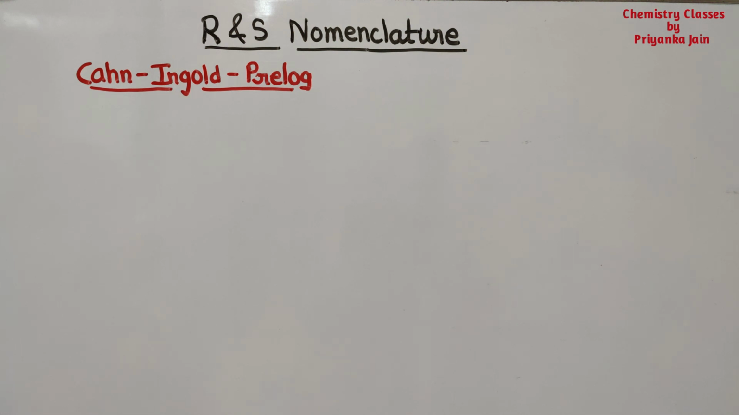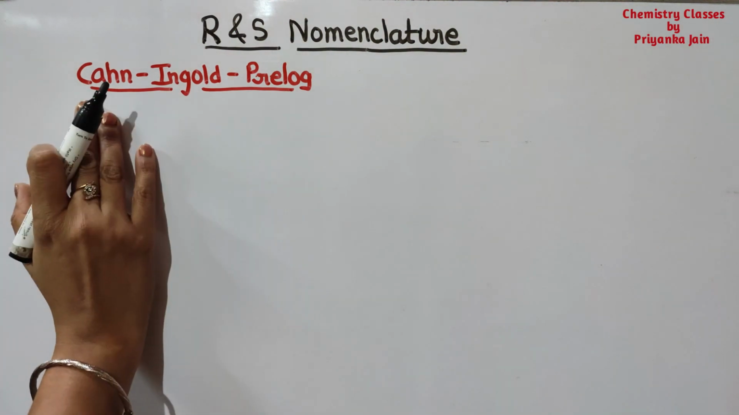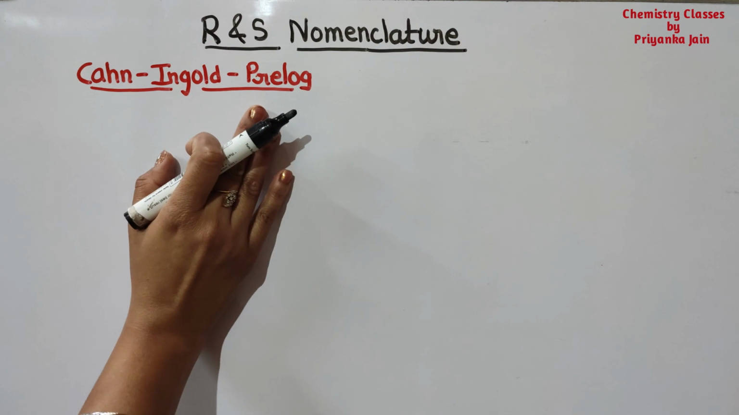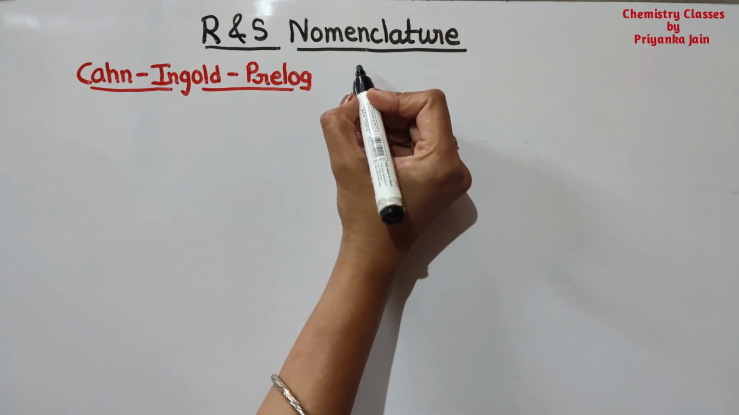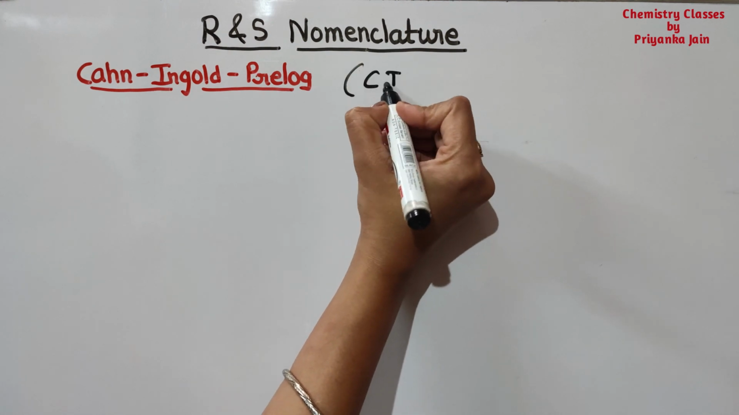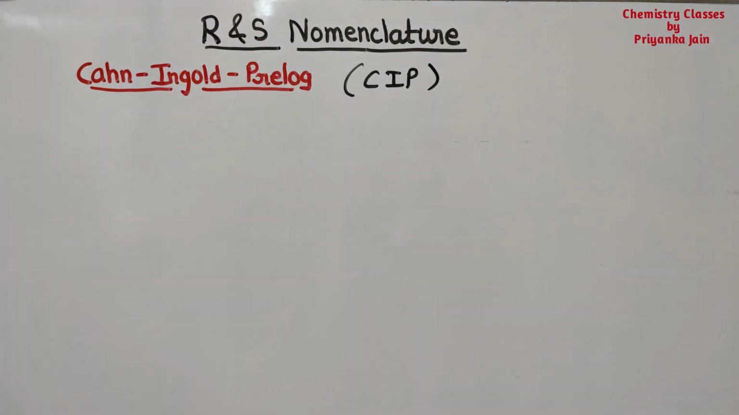We know that the chiral compounds, the chiral molecules exist as two isomers, right? And these two isomers are known as enantiomers. So we need to name them, and for this nomenclature is used. This nomenclature was given by Cahn, Ingold and Prelog. These are the three scientists. On the basis of their names, this is generally known as CIP nomenclature.